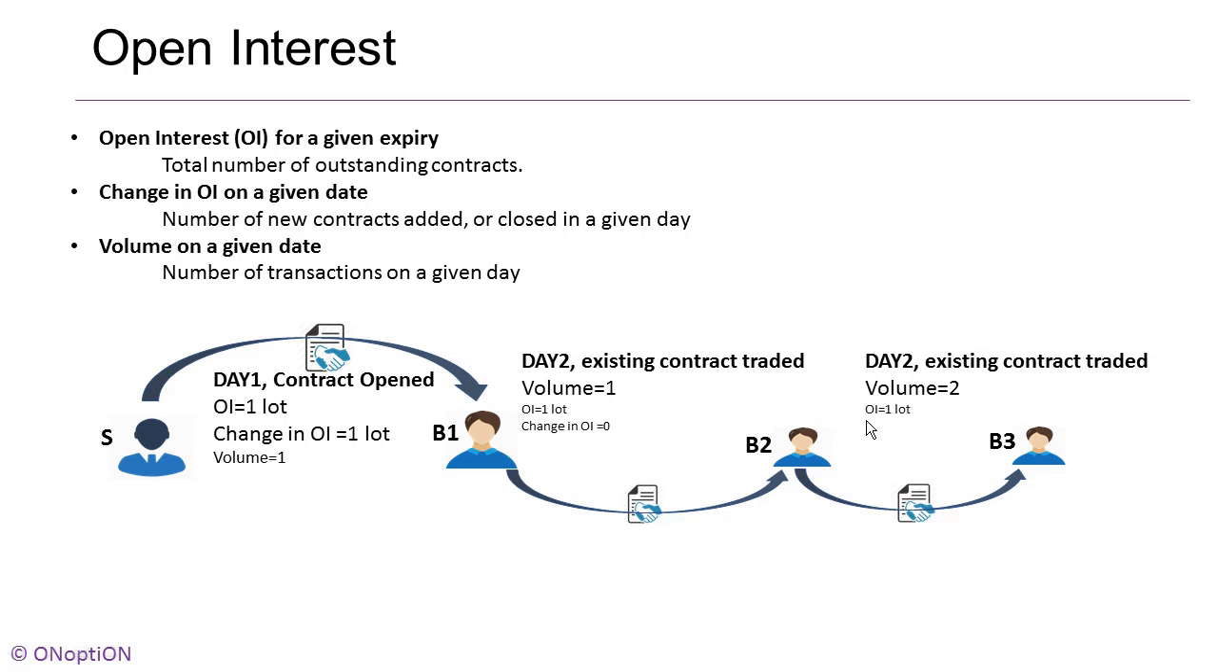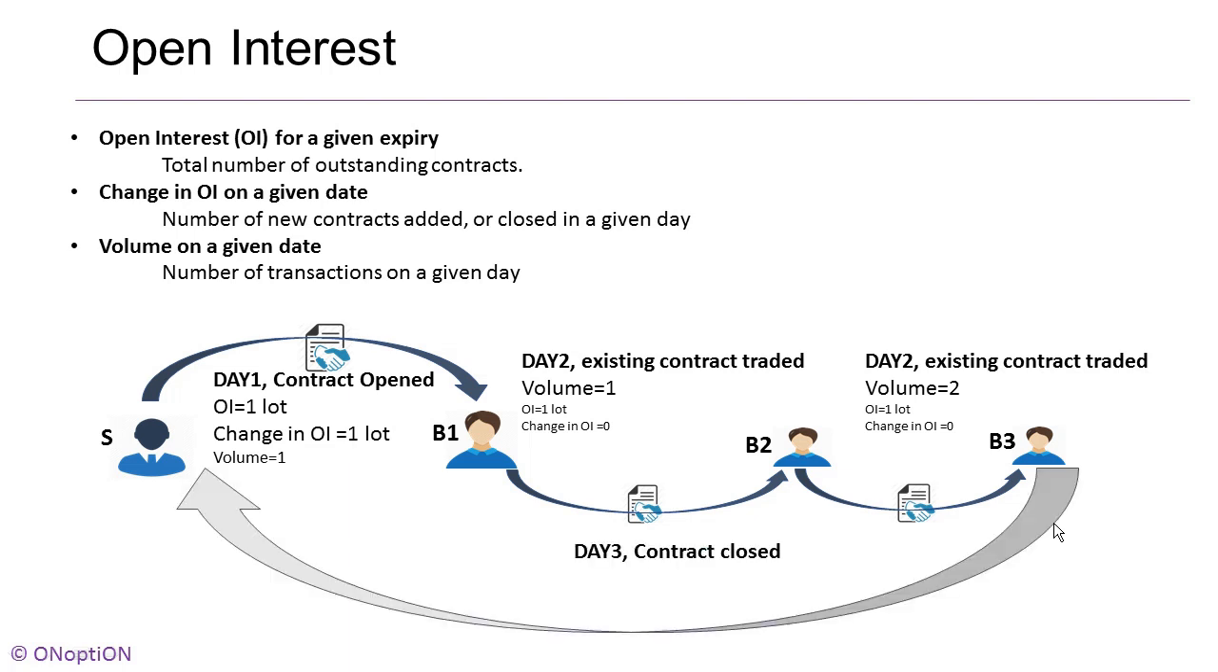Open interest remains as 1 lot because this contract is still active. This contract has not been closed. Change in open interest is 0 because there is no new contract added on the day 2 or this contract has not been closed. So change in open interest remains as 0.